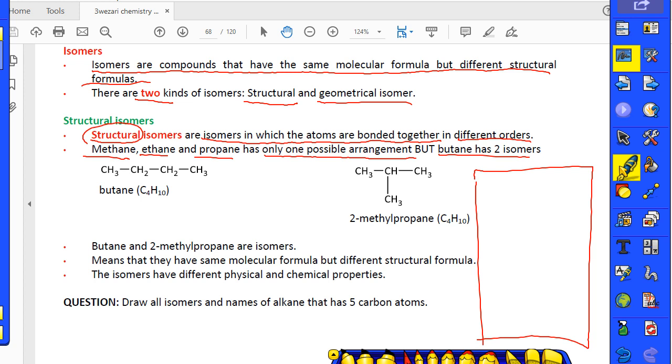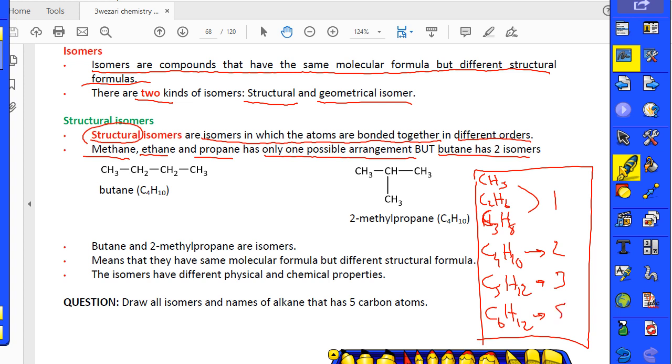We know that methane, ethane, and propane have only one isomer. But butane has two isomers. Pentane has three isomers. And hexane has five isomers. It continues like that. For example, heptane has nine, it goes like that. But for you, that's enough until six.